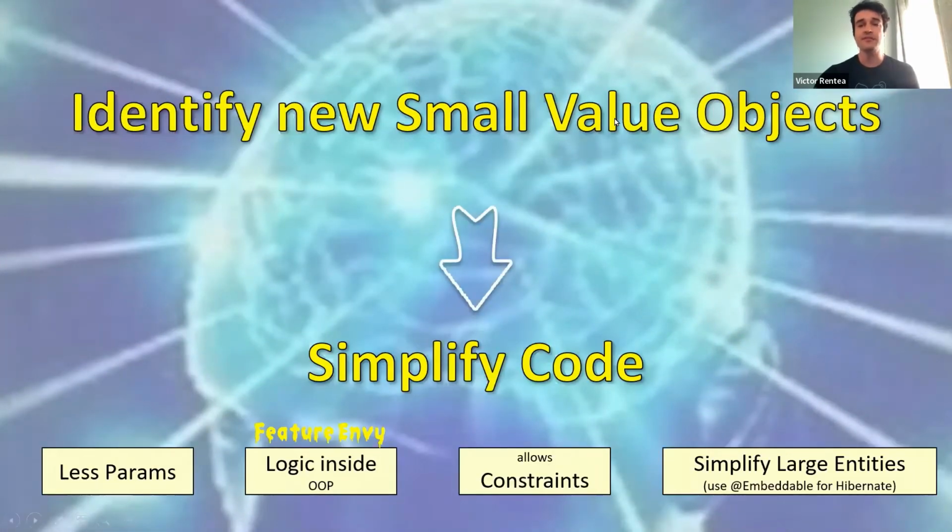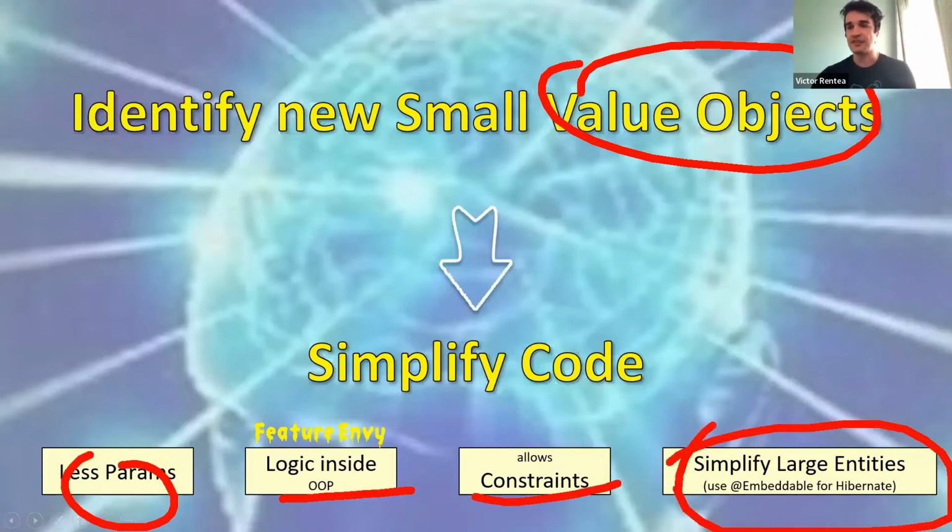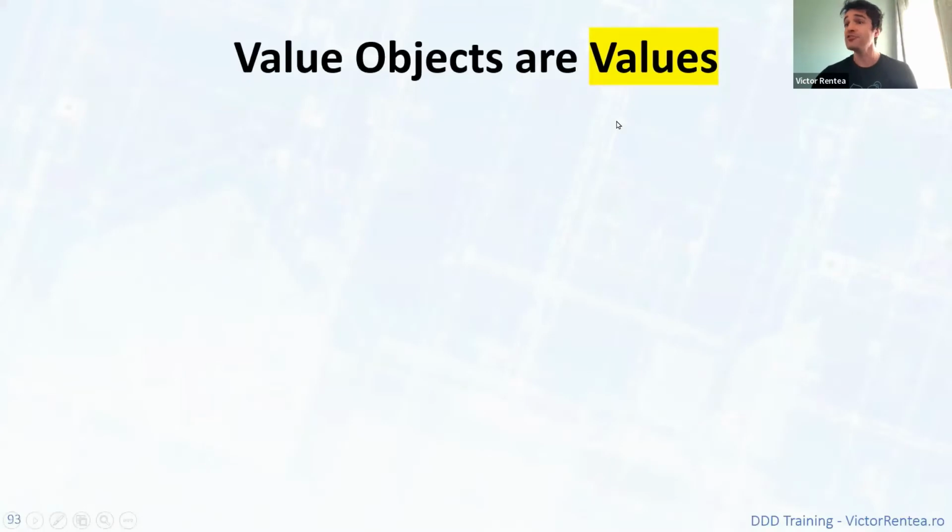Good, so this is why it's so super cool to identify new value objects, to discover them. Easier signatures, logic inside, easier for the brain, constraints inside, and you can simplify the larger entities we have over there. Code generator, I'm not a big fan, because then you have to maintain that code. No, I don't like it. Lombok, if you want, but not code generation. I don't like it. I actually wrote a code generation a while ago, but no.